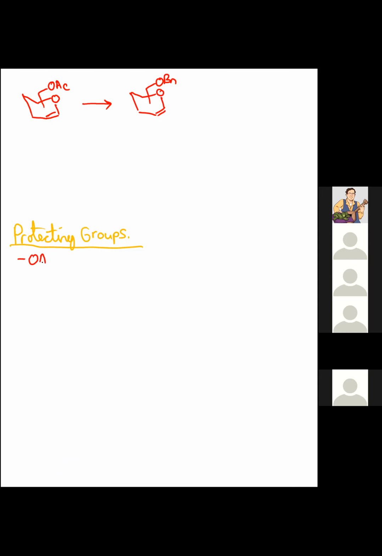So we have the ones we've seen so far, acetate and benzyl. The other common ones we're going to see are benzoyl. This is kind of like an acetate where instead of a methyl you have a phenyl.